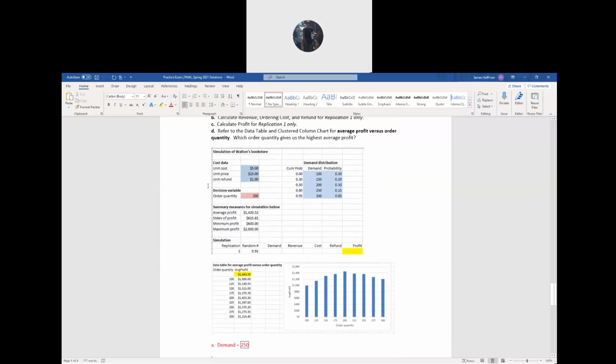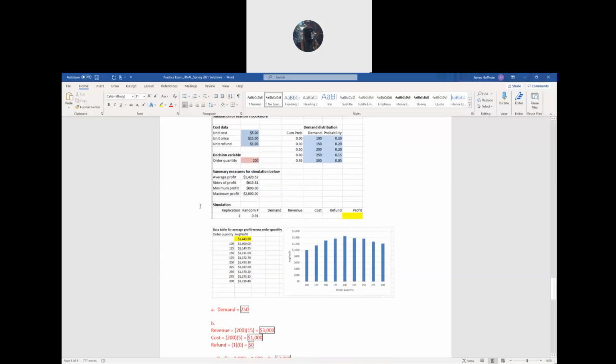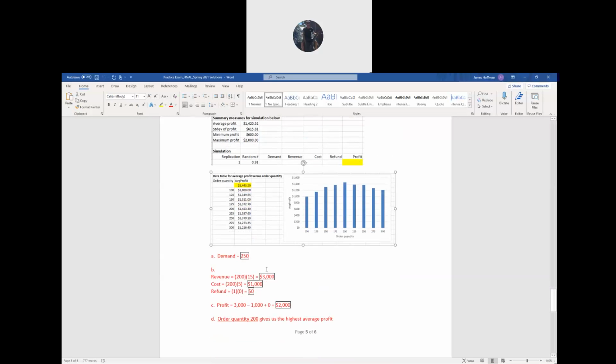Okay, and finally, part D is refer to the data table and the cluster column chart for average profit versus order quantity. Which order quantity gives us the highest average profit? So all I've got to do is scroll down to this second screen cap and tell me which order quantity is associated with the highest average profit.